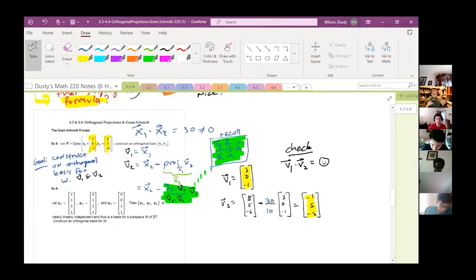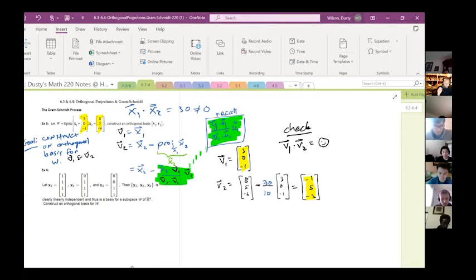So we started with W equals the span of x1, x2. There was just any basis, and we used the any basis that we were given to construct an orthogonal basis for W. I'd like to begin by looking back at this example 3 that we finished yesterday and remind you of the big picture.